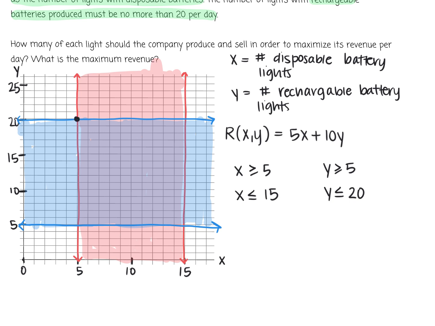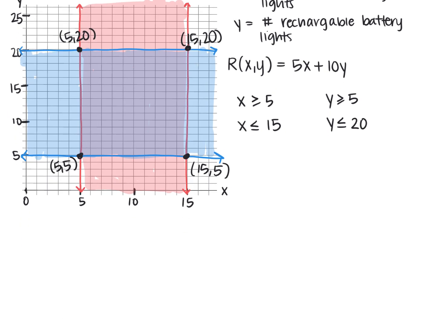So our solution region is where they overlap in the middle. And there are 4 points that contain our solution region. And those are the 4 points of my rectangle here. So those are the points (5, 5), (5, 20), (15, 20), and (15, 5). So in order to figure out how many they should produce in order to maximize their profit, I'm going to plug each of these 4 points into my revenue equation.